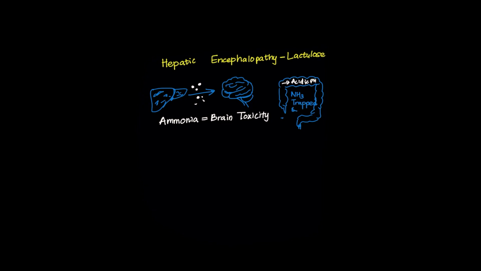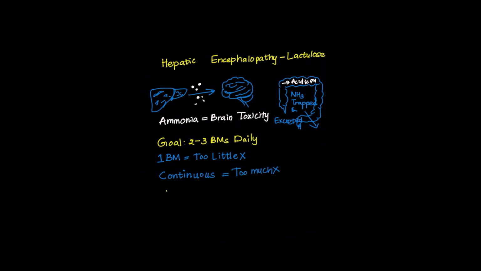The therapeutic goal is 2 to 3 soft bowel movements daily, because this frequency effectively removes ammonia without causing complications. 1 stool daily means insufficient ammonia removal, while continuous diarrhea causes dangerous dehydration and electrolyte imbalances. The dose must be titrated to achieve exactly 2 to 3 bowel movements for optimal ammonia clearance and mental status improvement.